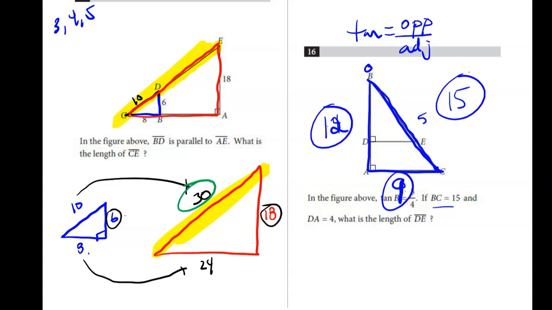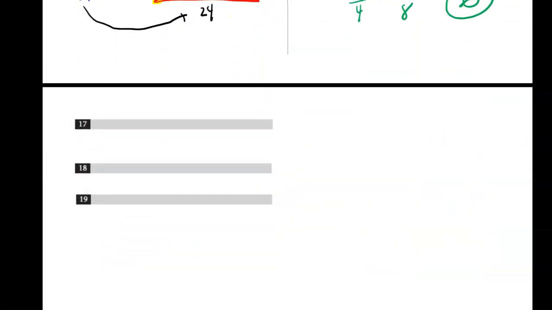And if DA is 4, well, subtracting from the 12, that means this piece up here is 8. And if the ratio is 3 to 4, 3 to 4 would be 6 to 8. 3 to 4 is the same ratio as 6 to 8. So I think I just found DE. Correct answer is 6. That one was pretty tough.